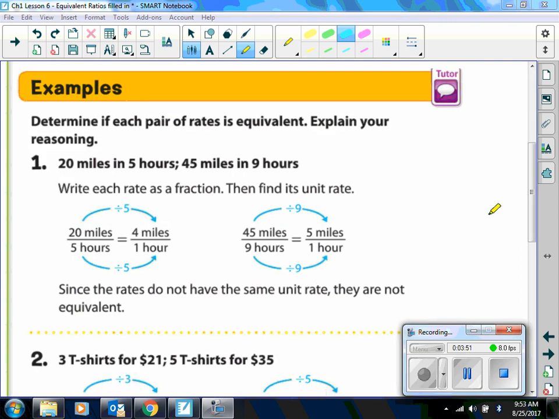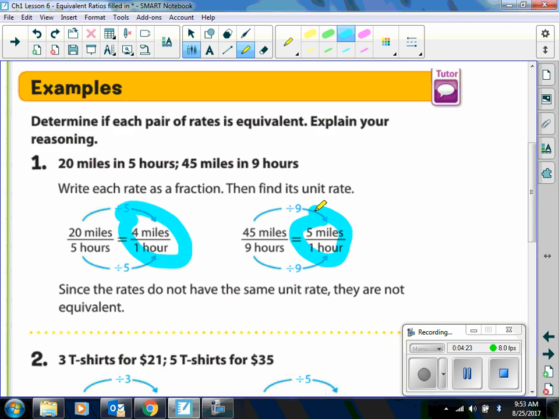Alright, so here we want to determine if each pair of rates is equivalent, and we want to explain our reasoning. So here we have 20 miles in 5 hours and 45 miles in 9 hours. So here we're going to change these to unit rates. If the unit rates are the same, they are equivalent. Okay, so here 20 to 5 becomes 4 miles to 1 hour, and over here 45 to 9 becomes 5 miles to 1 hour. So because my unit rates are different, what does that tell me about those ratios? They are not the same. They are not equivalent. Very good.